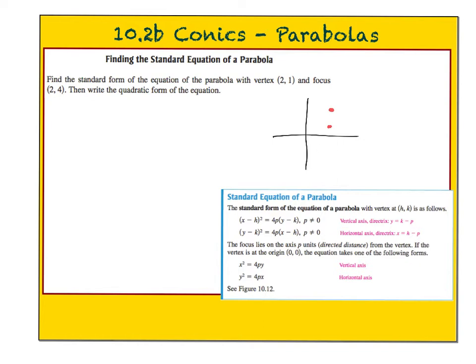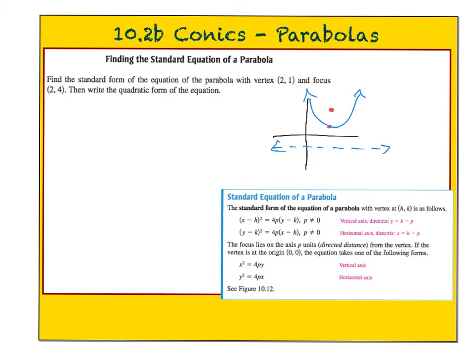So which way is this parabola going to go? Up, down, left, or right? It's going to go up. All right, and so that would be my little sketch. And so where would my directrix be? Would it be a horizontal or vertical line? It's a horizontal line. All right, so there would be my little sketch.